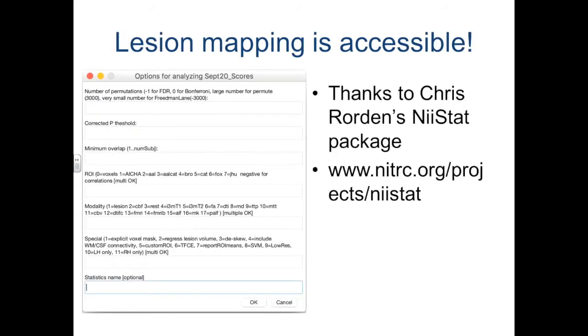Now, the good news is that lesion mapping is pretty accessible, and it's easy for me to say because we have someone like Chris Riordan and everyone in the team working on developing these very friendly algorithms that, just by inputting some basic information, produce really interesting and really powerful computations. And if you want to know more about NISTAD, which is the package that we use, developed by Chris and his team, that's their website. This is a very friendly, very easy to access method to go about lesion mapping.